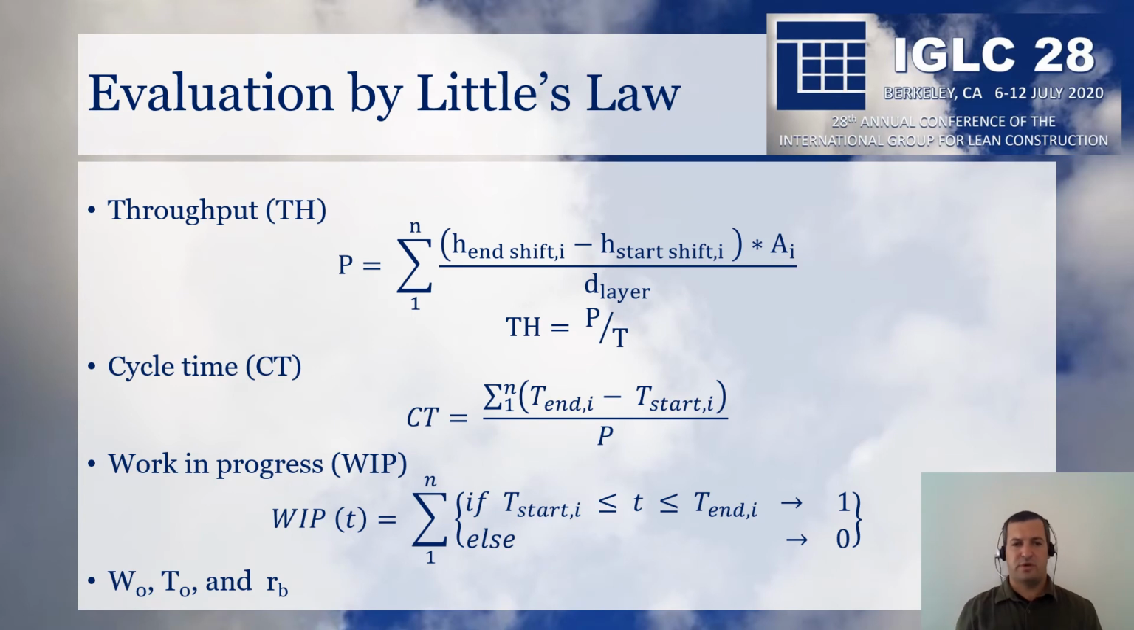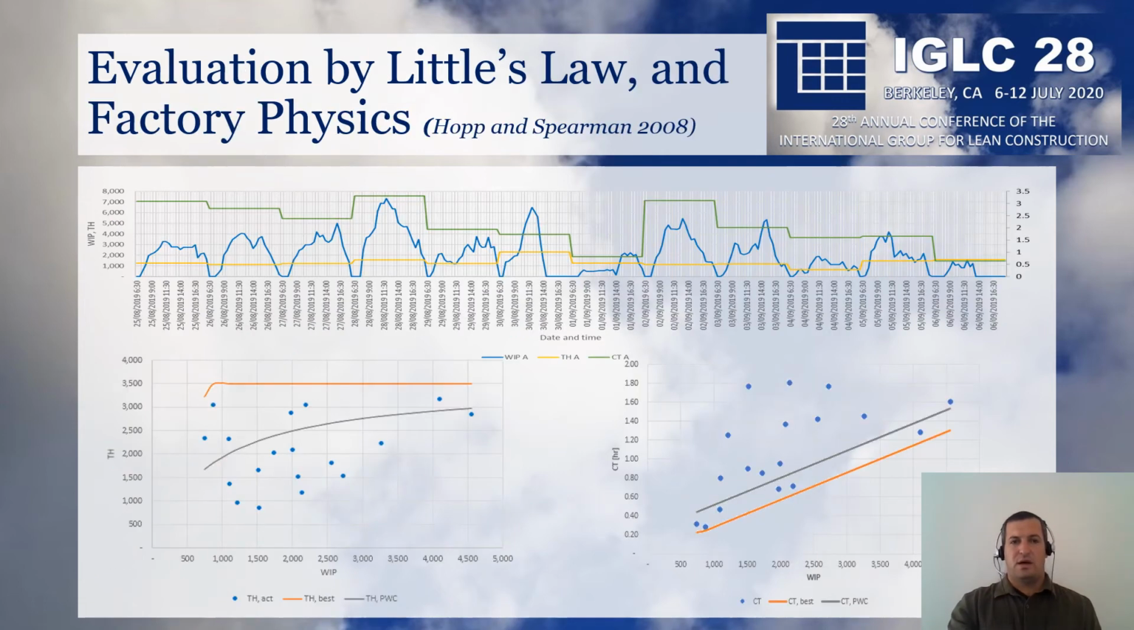In order to evaluate production according to Little's Law, we must define the throughput, the cycle time, and the work in progress. These are the basic parameters in Little's Law, and the calculation for these parameters is based on the Rodel information schema. And actually it's done for each Rodel, for each discrete element. Accordingly, we were able to present the evolvement of production through several shifts.